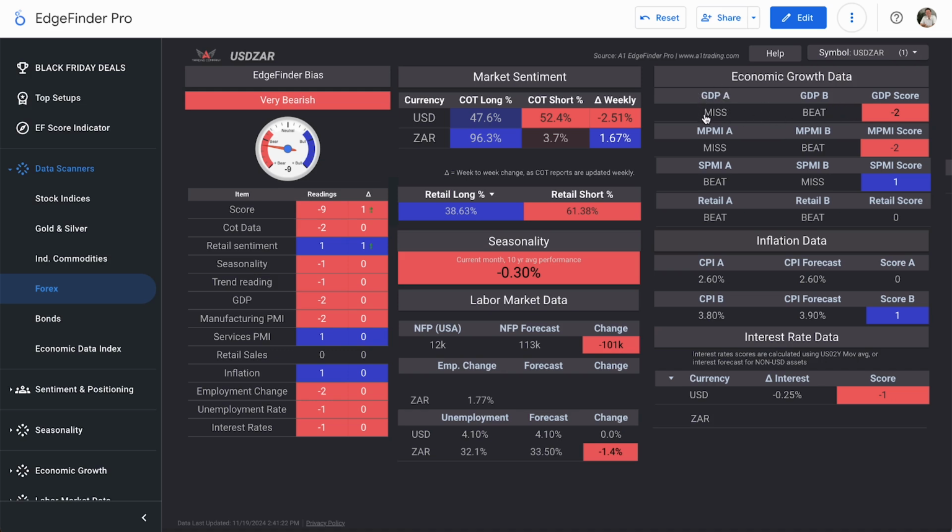We can see the US missed its forecasted GDP numbers. South Africa, they beat their forecasted GDP numbers. So a miss here and a beat here is going to end up in a -2 score here.